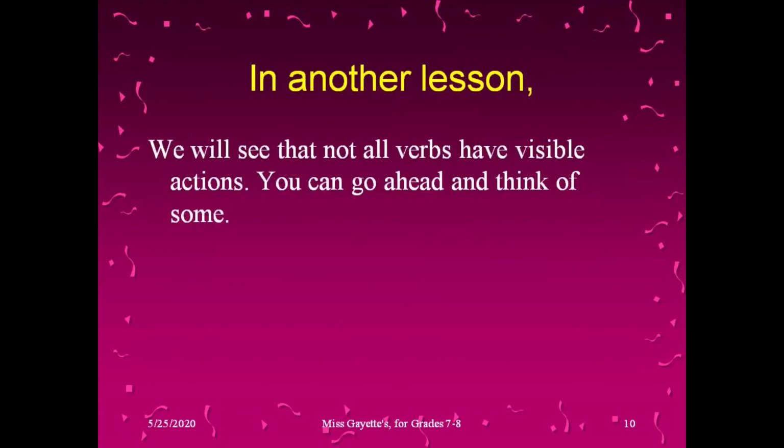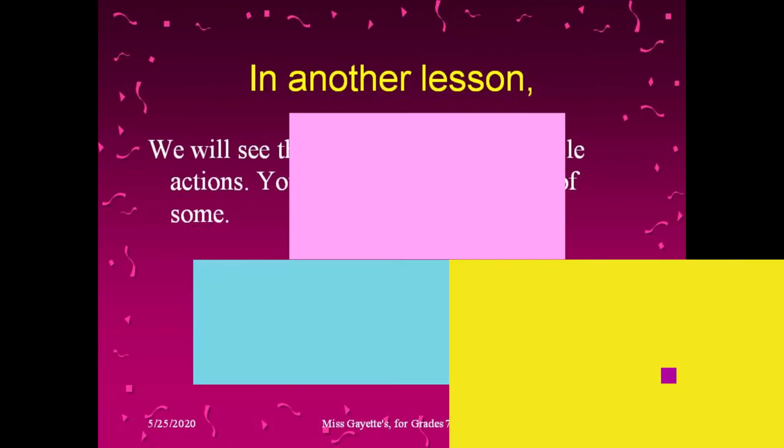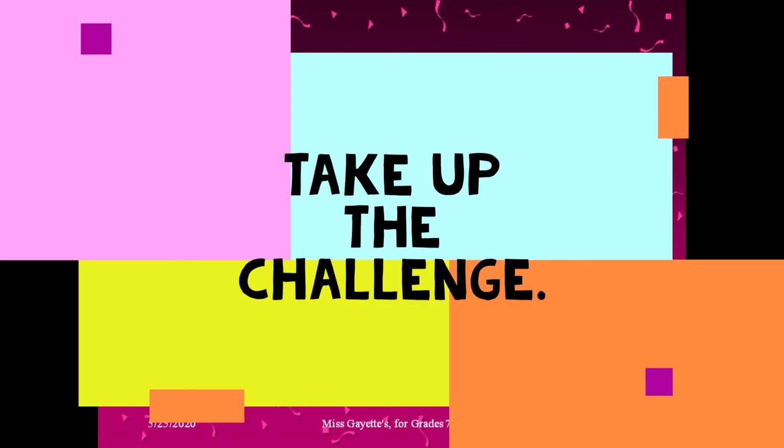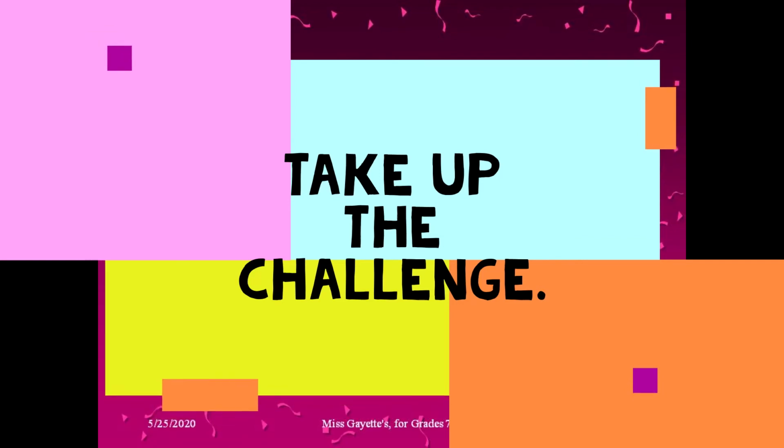Now, here's a little challenge for you. I want you to challenge yourself. We know that verbs are words that tell action, but sometimes we have verbs that are obviously action words, but you cannot see exactly what the action is. You can't see the act of the verb. I want you to think about some verbs that may fall into this category.